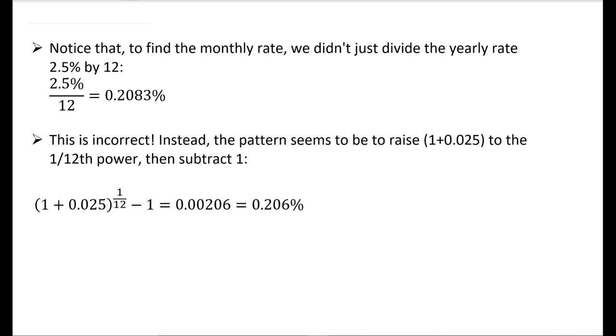So the pattern seems to be to raise the inside, the 1 plus 0.025, to the 1 over 12th power, and then subtract 1. So the pattern seems to be you include your growth rate, you add it to 1, right? But just like in the formula, and then you raise it to the 1 over 12 if you're talking about monthly, and then subtract 1. And then you get 0.206%.